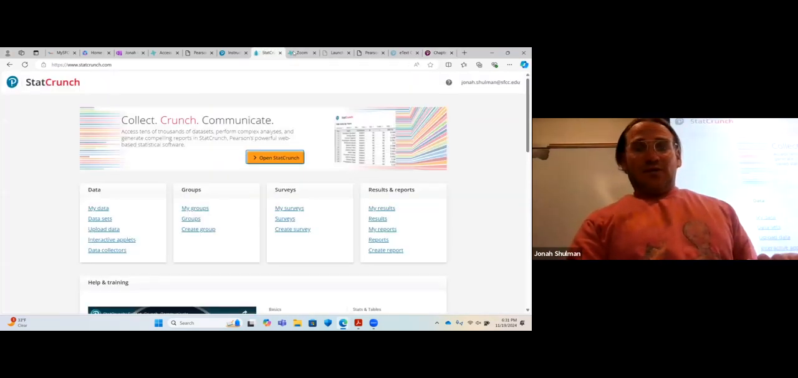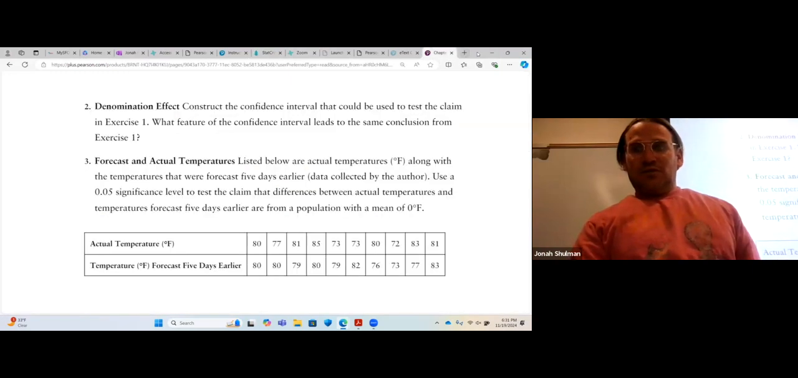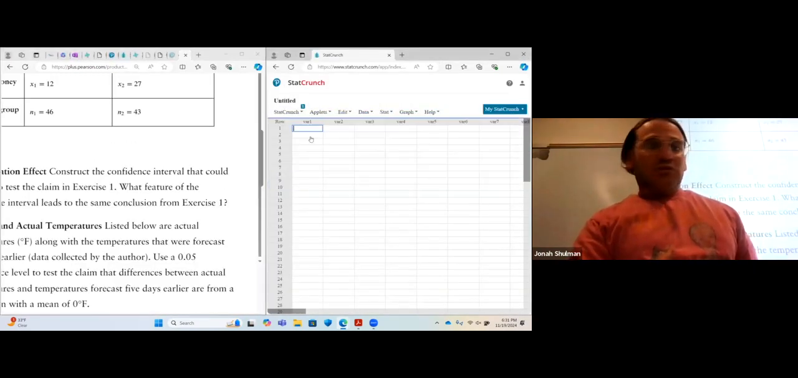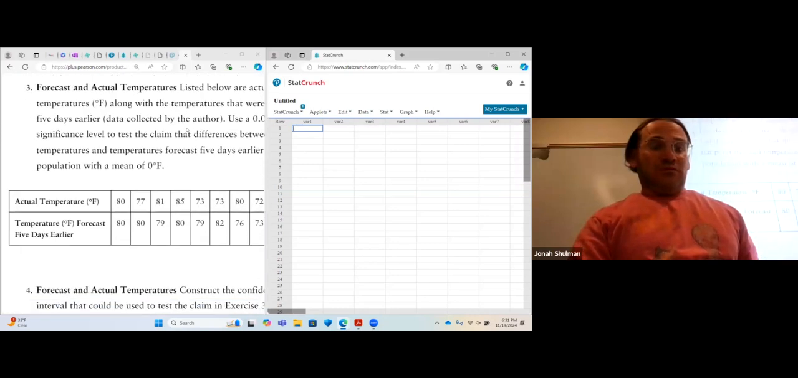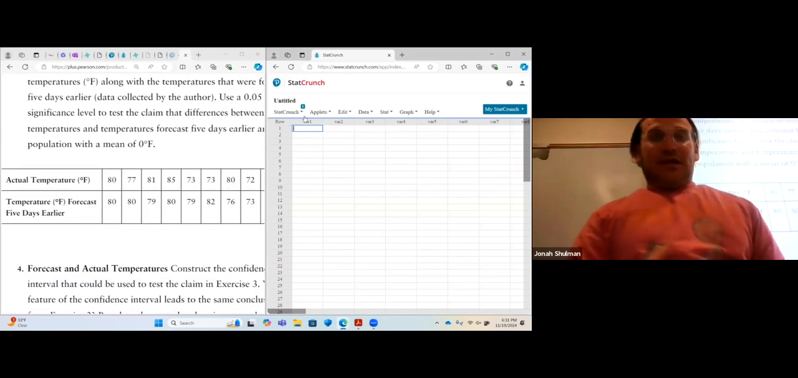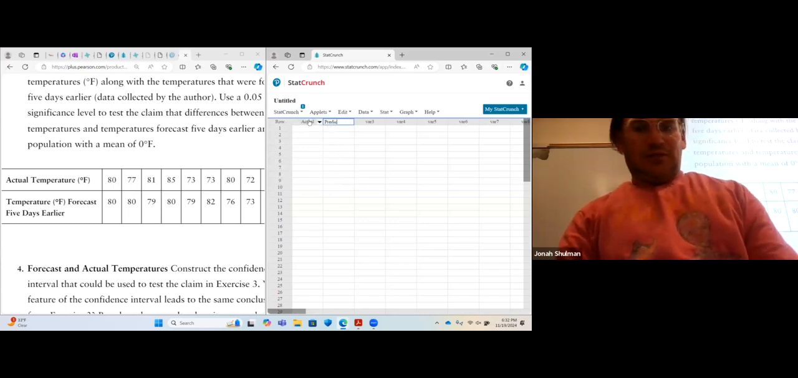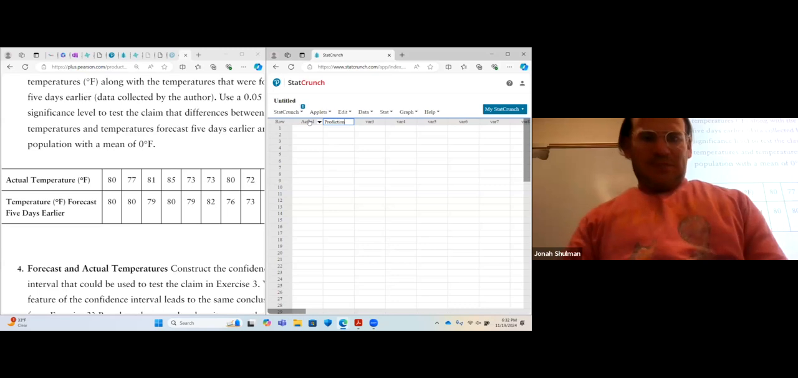So we're going to go to StatCrunch. The first thing I have to do is put in the data, though. You see how they gave me data? So I got to put them in. So here we go. We're going actual and then the prediction of our temperature. So I got to type these in.